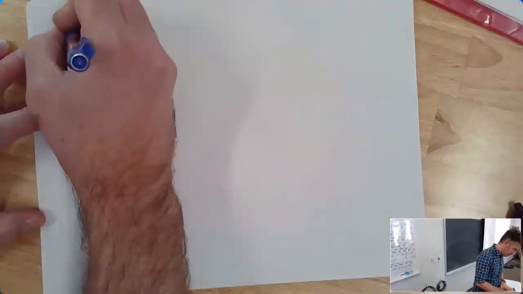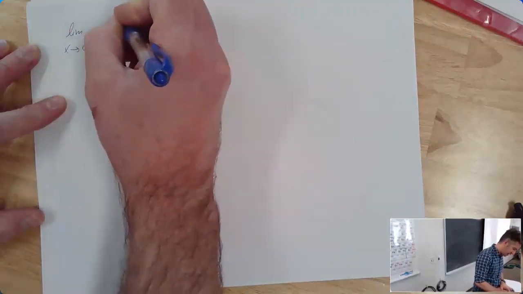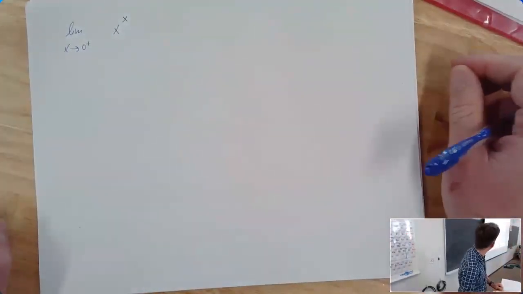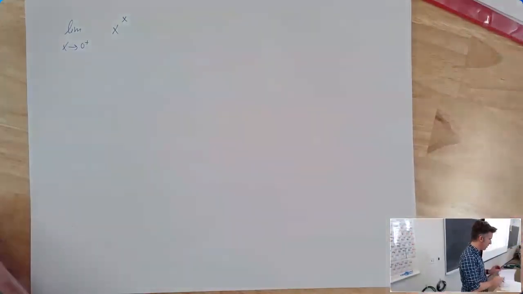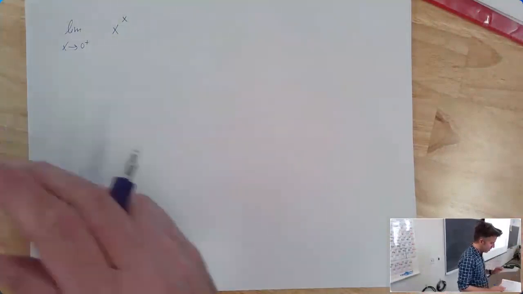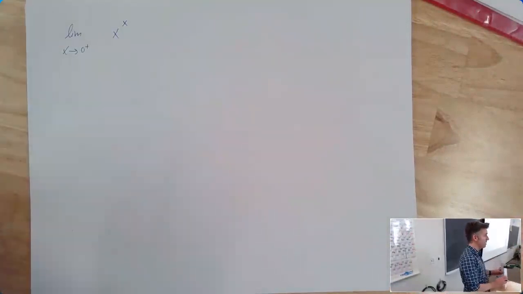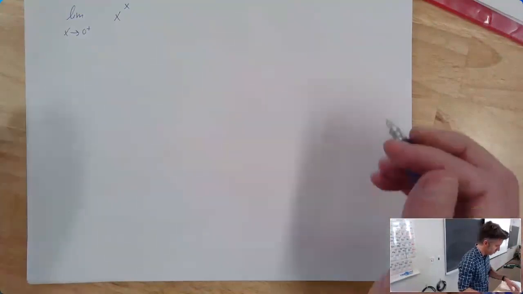Let's look at the limit as x approaches 0 from the right of classic x to the x. 0 to the 0. And one thing I want to point out: a lot of the time 0 to the 0 ends up being 1, but not always. So it's not guaranteed to be equal to anything really.